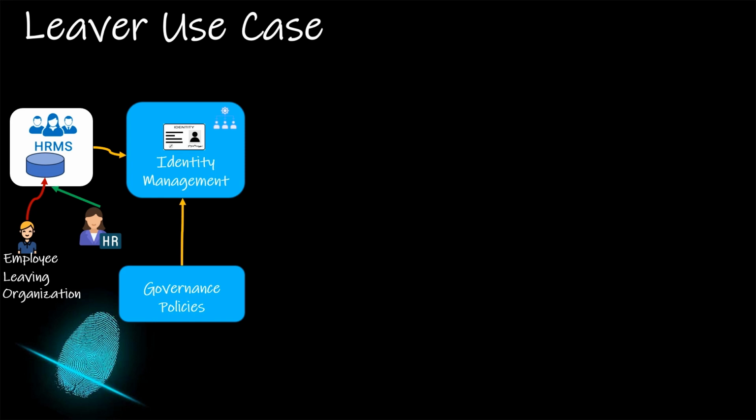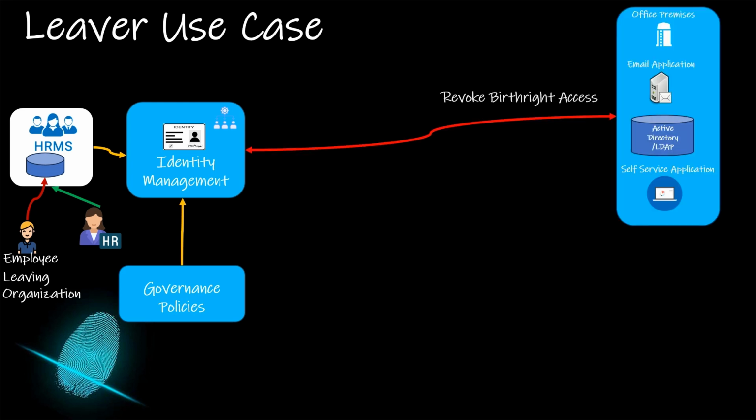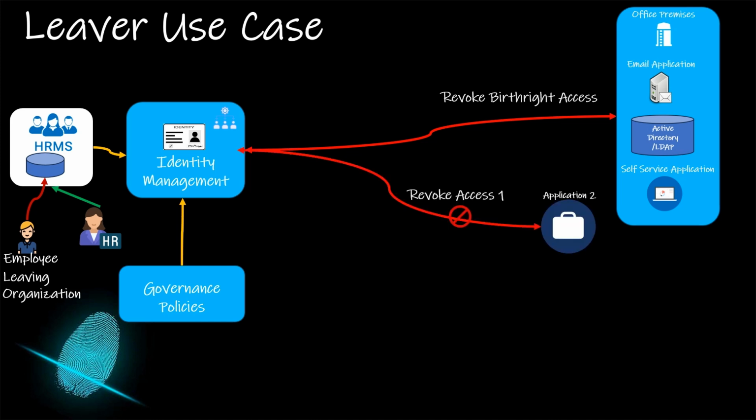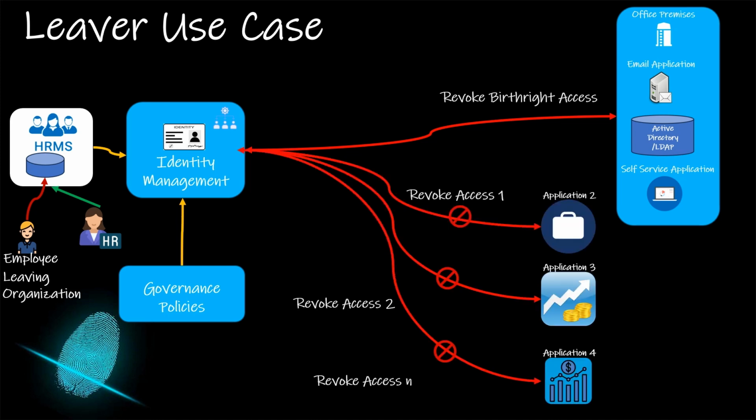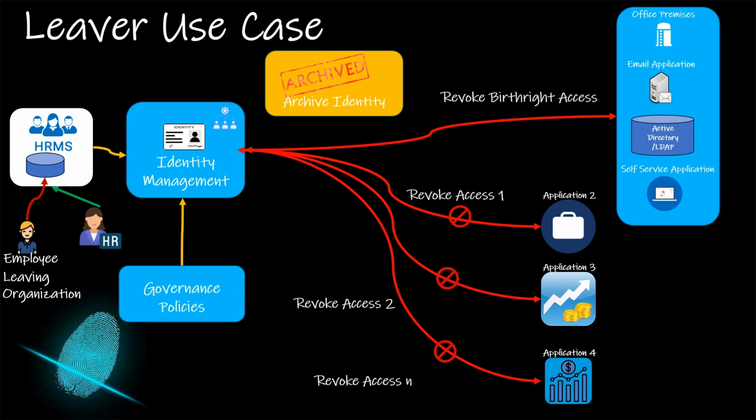Once an updated identity record is available, the identity management system will start evaluating the list of all access the employee has. The governance policy will ask to revoke all access including birthright, role-based, attribute-based, or policy-based access. It will revoke the access granted to employee on request. Once all access has been revoked, his identity record will be archived.